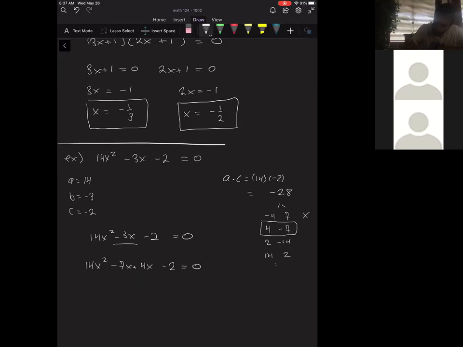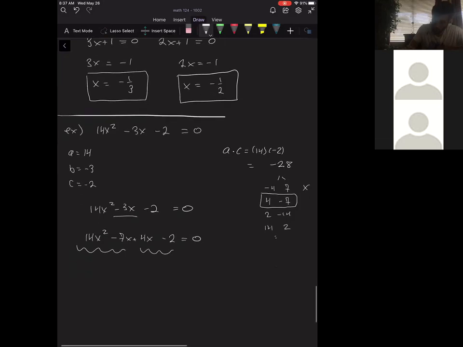So now what we're going to do is group these first two together, group these second two together, and now we'll factor from both of those. So from this first one, we could take out a 7x. So take 7x from 14x squared, we're left with 2x. Take 7x from minus 7x, we're left with a minus 1. And then from the second bit, we could take out a 2. And then we're going to be left with 2x from the 4x, and take out a 2 from minus 2, you're left with minus 1.